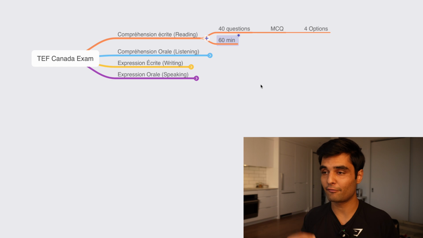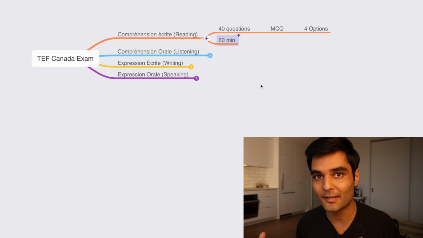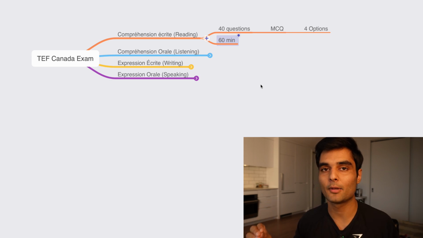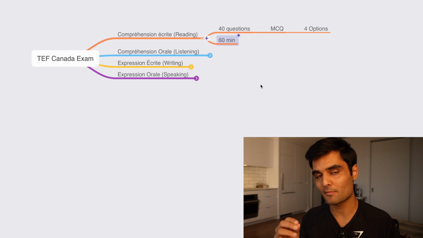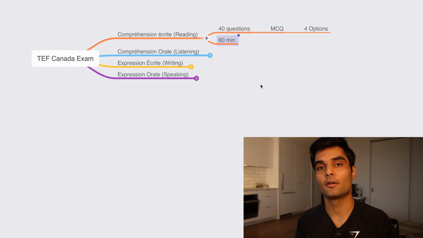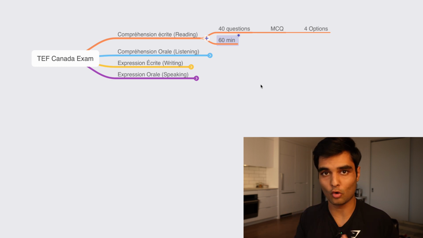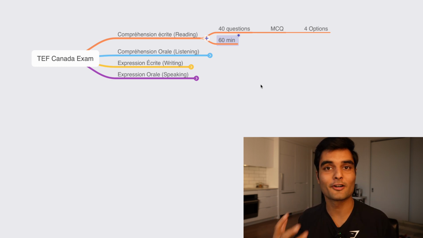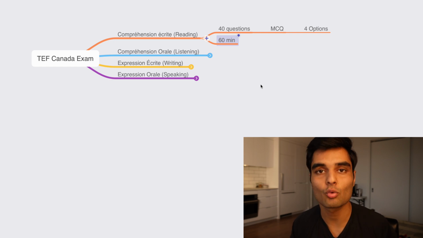What I recommend, if you are prepping for the reading component specifically, is to build your speed a lot and build a wide variety of vocabulary, because that's going to help you crack the reading component of the TEF Canada exam. Also make sure to be familiar with a lot of different synonyms, for verbs and for all the words that you are able to understand in French. That is very important to consider.